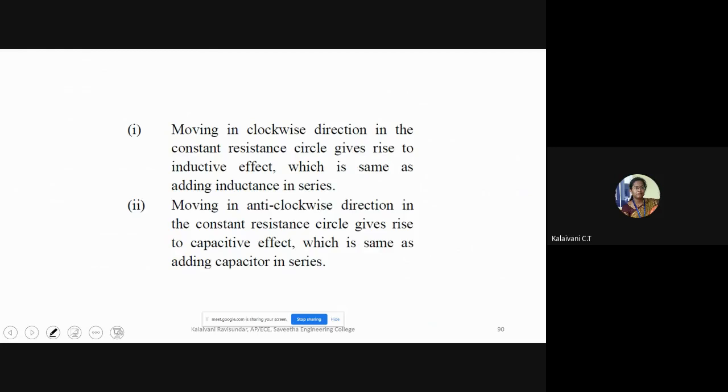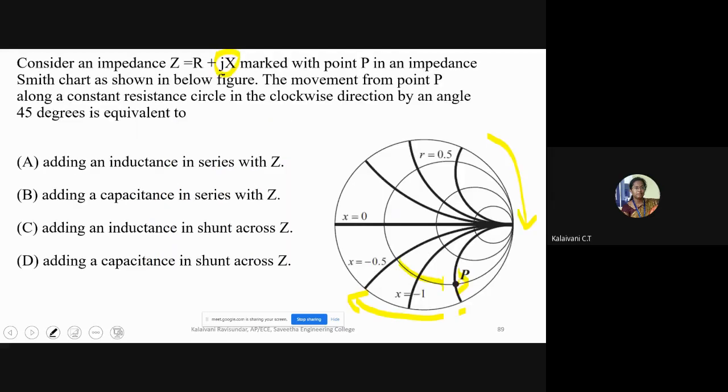First point: moving in the clockwise direction on a constant resistance circle gives an inductive effect, which is the same as adding inductance in series. Second point: moving in the anti-clockwise direction on a constant resistance circle gives a capacitive effect, which is the same as adding a capacitor in series. So the answer is anyway in series only. Clockwise is inductive in series, anti-clockwise is capacitive in series. So option C and option D are ruled out.